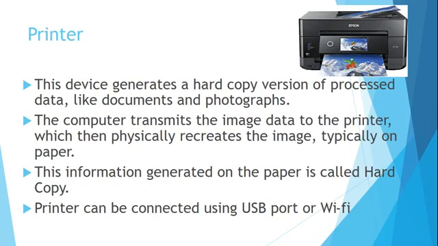That is, if I want to get an image or a picture in a hard copy, the image data is sent to the printer and the printer will convert it into a physical copy or hard copy. A printer can be connected using a USB port or nowadays you can get a Wi-Fi printer also.